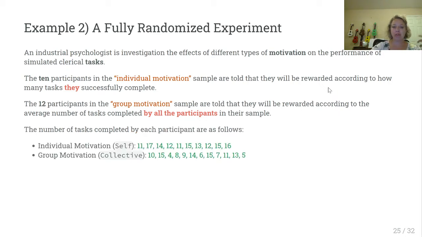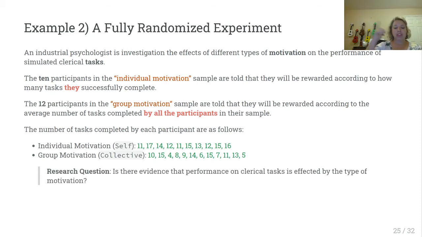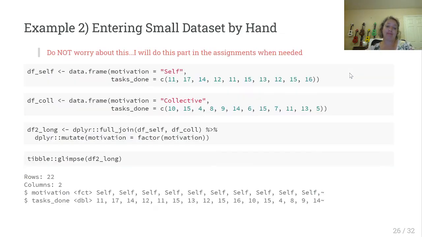So the experiment went forward, and we are going to call the two groups self and collective. In green here, I have the number of tasks completed by each person that was told that they would get rewarded or paid based on their total completed. And then below that, I have the totals for each person that was told that they would get paid based on what the group did. So the research question: does this matter? Are the averages of the two groups the same, or are the averages different?